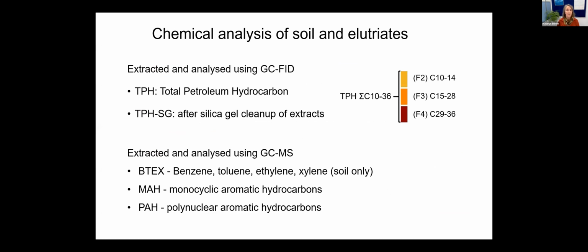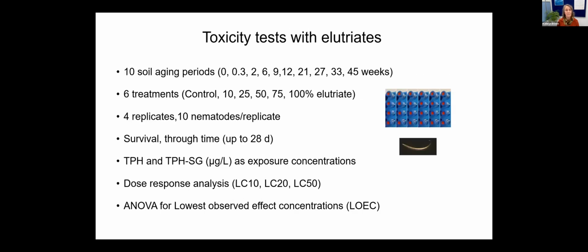Concentrations are reported as total petroleum hydrocarbon, or TPH, which includes hydrocarbons and polar compounds, and as TPH after silica gel cleanup that removes the polar compounds and so reports just the hydrocarbons. TPH can be further divided into fractions based on carbon number ranges to better understand the composition. The concentrations of a number of aromatic hydrocarbon compounds were also measured.